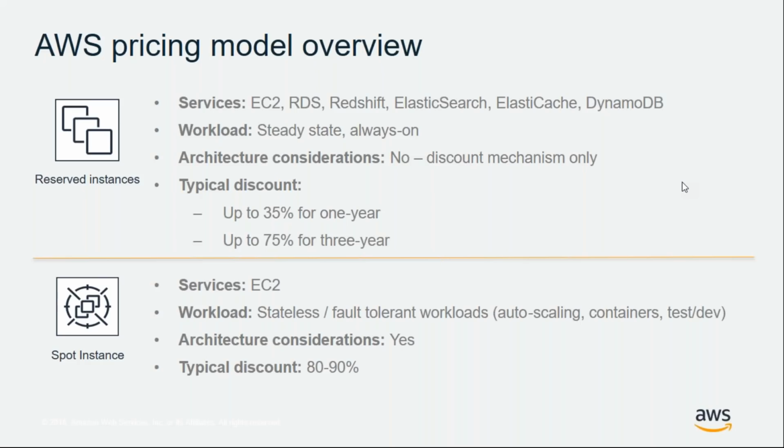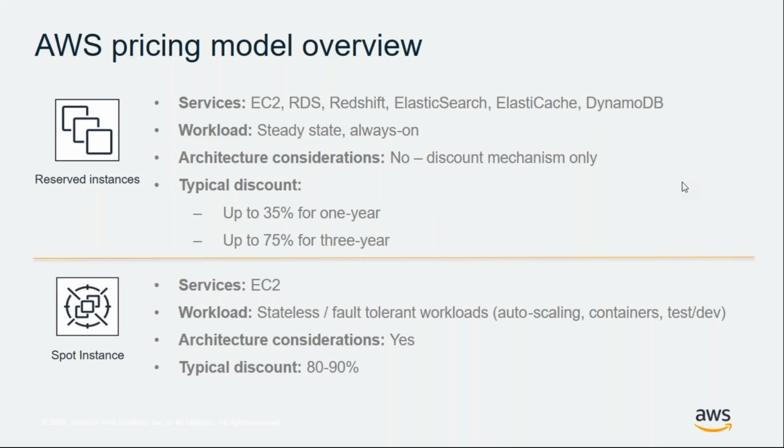The second pricing model, which can offer really excellent savings, is spot instances. Now, spot instances are only available for EC2, and the best workload for spot is your stateless or fault-tolerant workloads. So if you are using auto-scaling, if you're running containers, if you're doing test and dev, if you're running any batch jobs or analytics jobs, Spot is really, really fabulous. But the basic premise of Spot is it runs at such a high discount, at that 80 to 90% discount, because it is excess capacity.